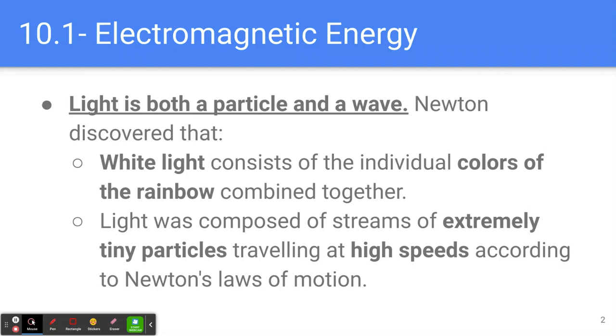Sir Isaac Newton back in the day figured out that white light actually consists of individual colors of the rainbow that are all combined together. So when we're seeing white light, especially from the sun or from a light bulb, that really contains all different colors within the rainbow combined together. He also figured out that light was composed of extremely tiny particles traveling at high speeds, according to Newton's laws of motion. Because of that, we were then able to think about light in a new way. It's an energy that contains both a particle of energy and also travels on a wave.